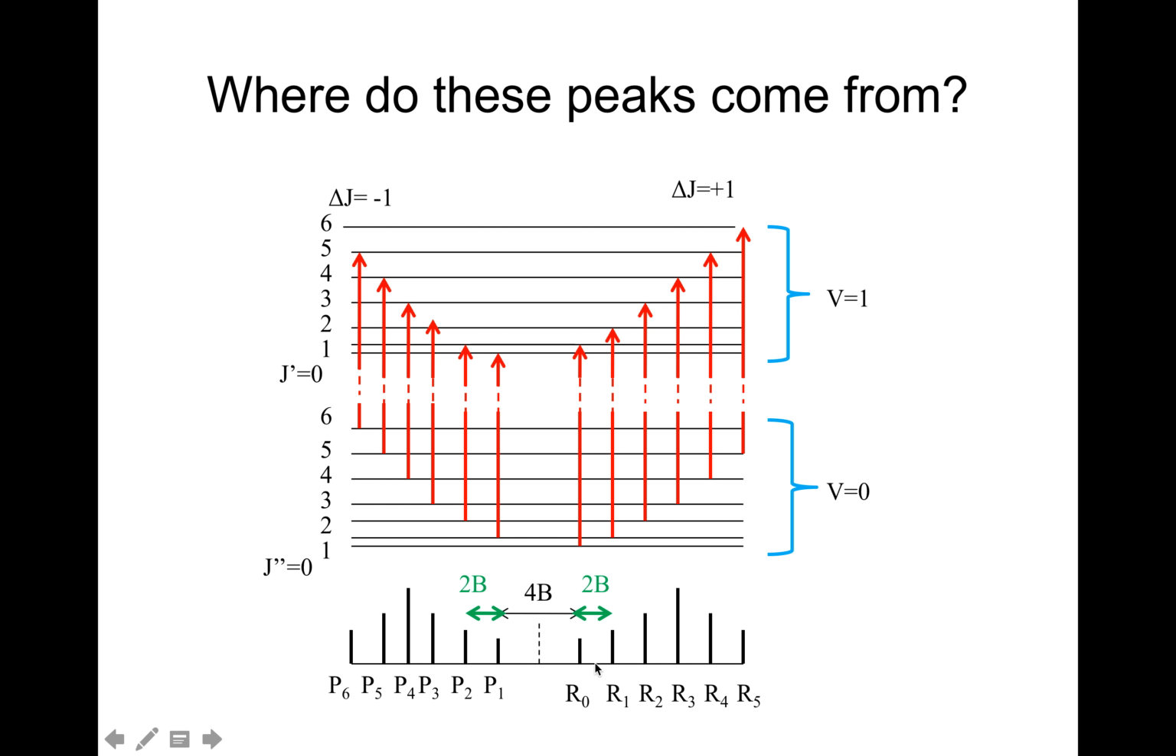Of course, on the right we had the R, so we have R0, R1, R2, R3, R4, R5, and on the other side we have P1, P2, up to P6. Now, the separation between the two peaks in the center is 4B, because from there to the center is 2B, and from there to the first P peak is 2B, so that makes 4B. Otherwise, just as before, the separation between the lines on the P side is 2B, and also between the peaks on the right side is 2B.